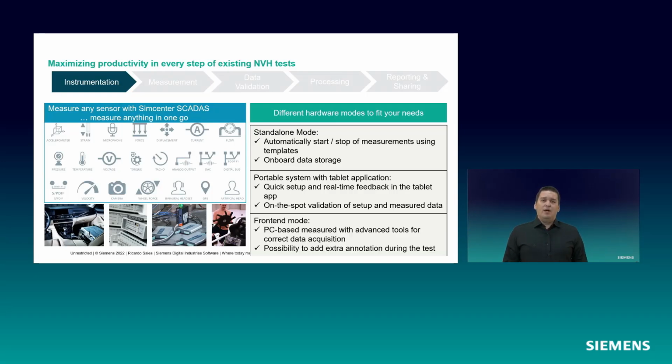The third and the last one is the front-end mode. This is a classic way to use a front-end with a PC, combined with a PC and a Testlab application running in the PC. Of course, with this mode, you can use all of the advanced processing capabilities of Testlab during the measurements and also do extra annotation and documentation on the spot. So it's very important to have a flexible system to cover all the Operational NVH campaign needs.